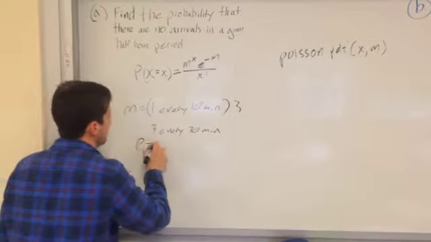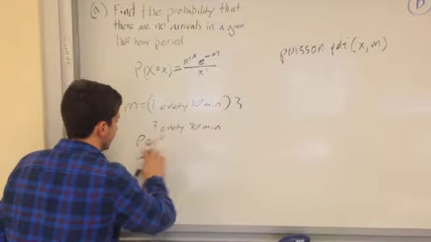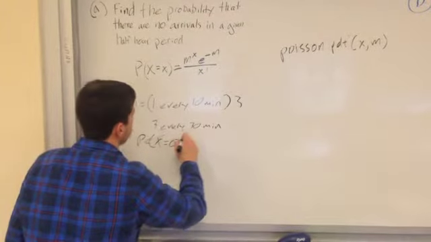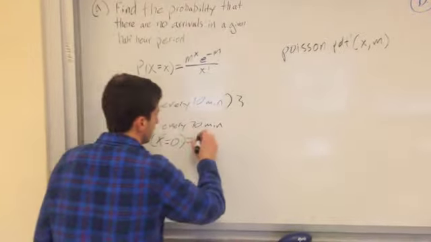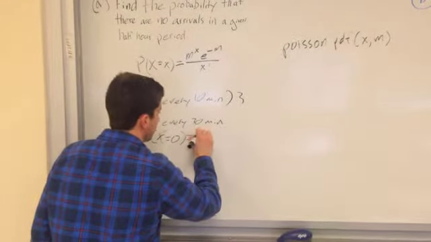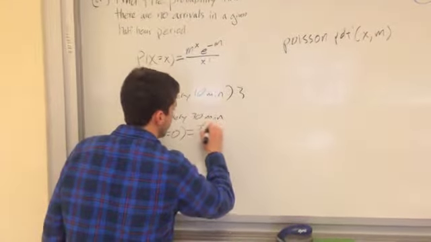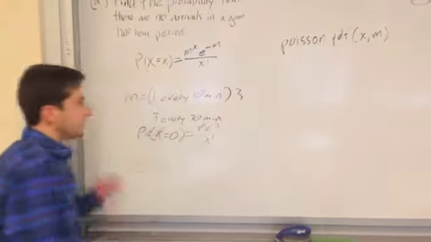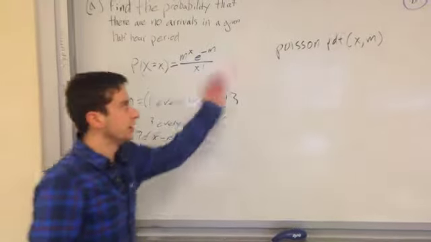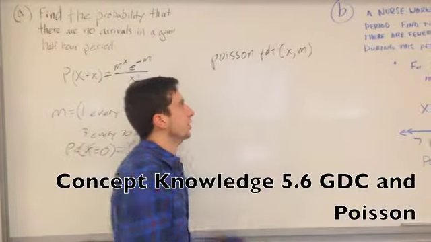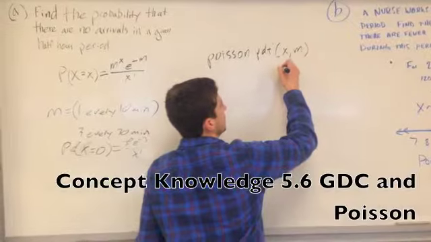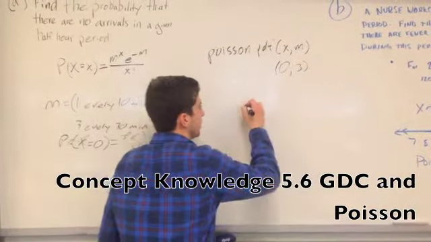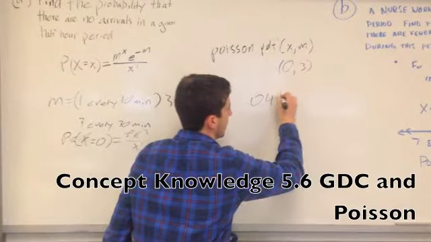So our mean was 3, x is 0, e to the negative 3 over x factorial. Now you can solve this out, or you can put this into our calculator, into our Poisson PDF, as shown, and our x is going to equal 0, and our mean is 3, as stated, which is going to give us the answer of 0.0498.